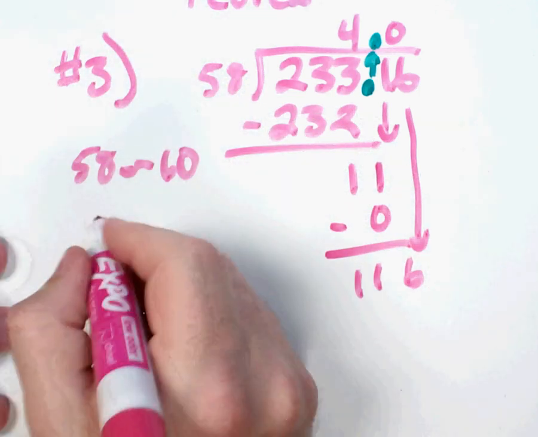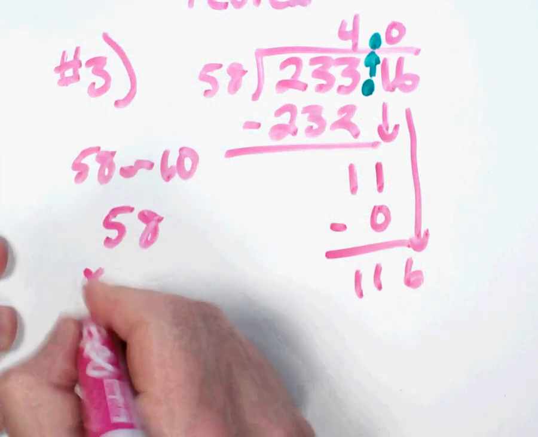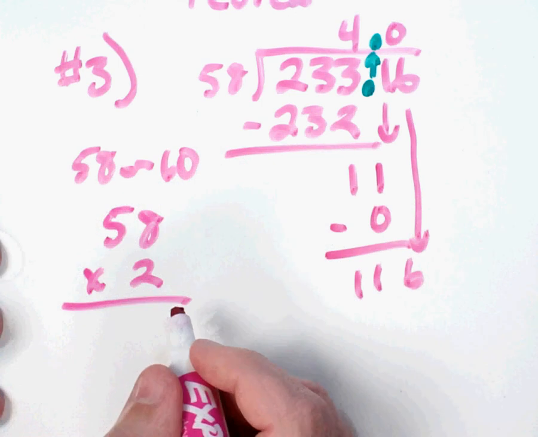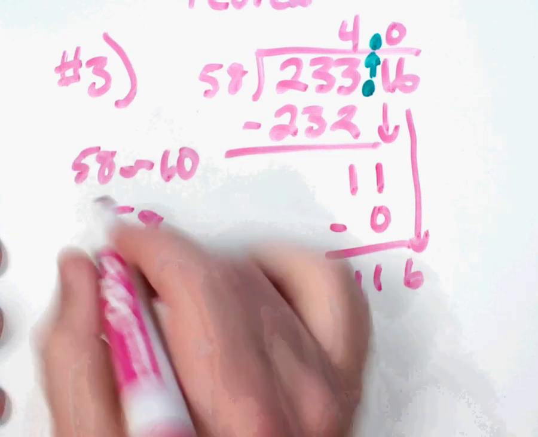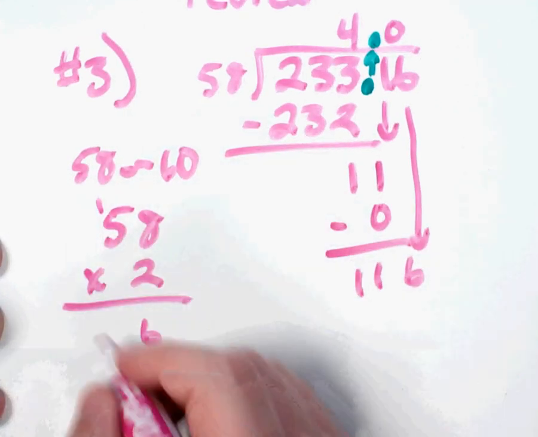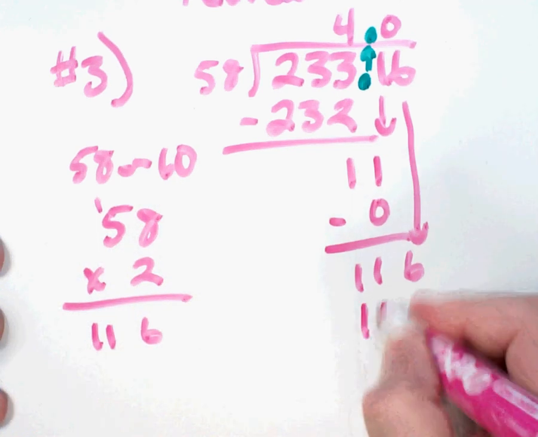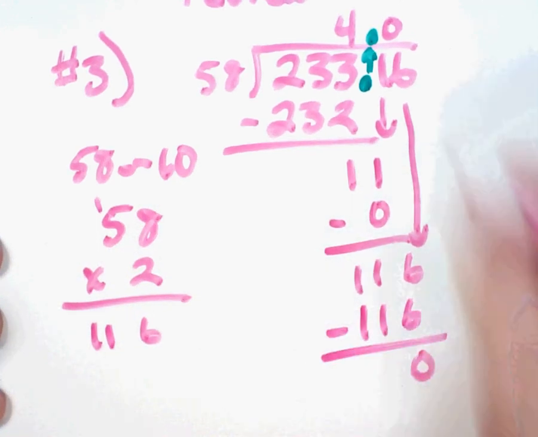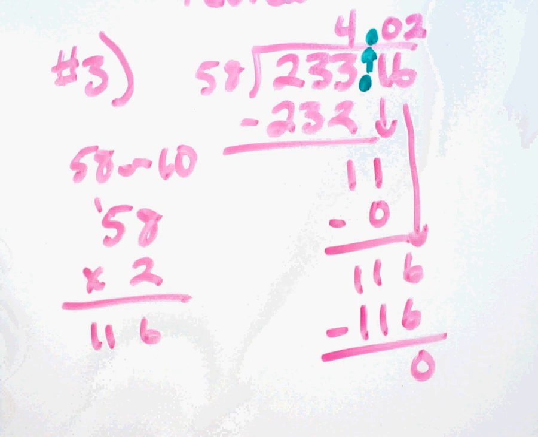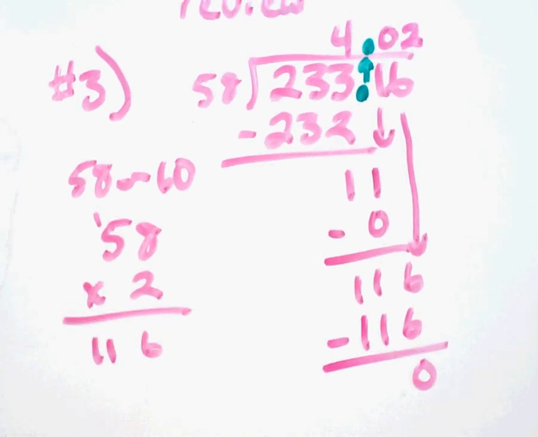So we're going to do 58 times 2. 2 times 8 is 16, carry my 1. 5 times 2 is 10, plus 1 is 11. And that was it. So my answer is 4 and 2 hundredths. All right.